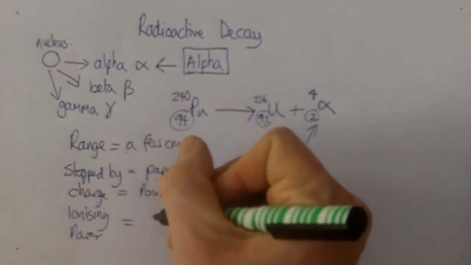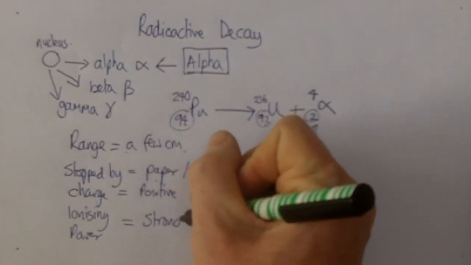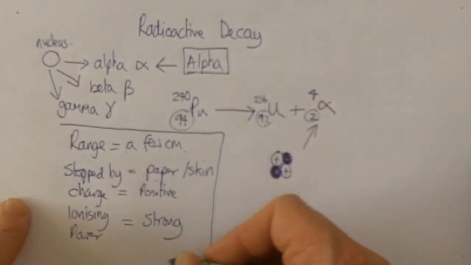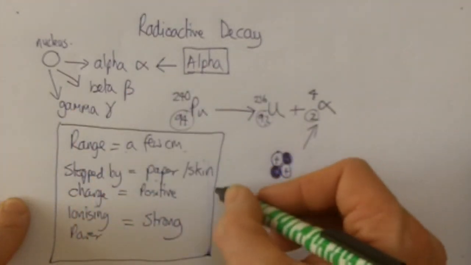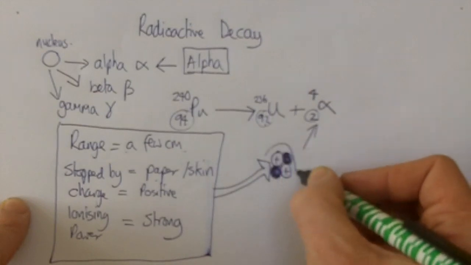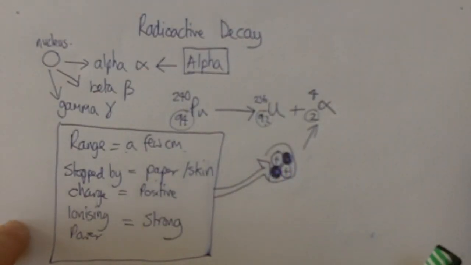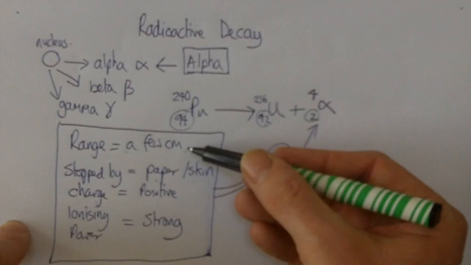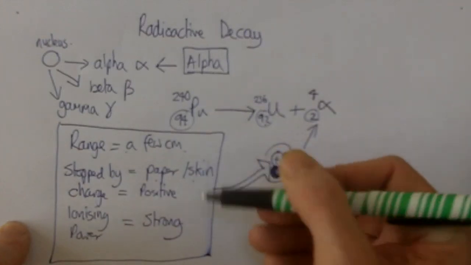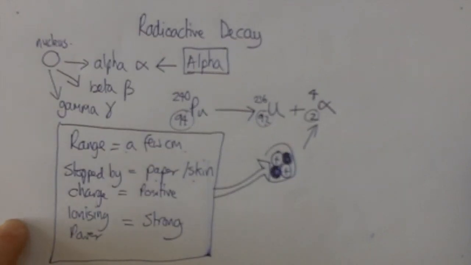Now these factors have to be remembered. So these are just pure facts to remember. I think you can get most of the facts from the fact that this is a big positive charged nucleus. So it doesn't travel very far because of its strong ionizing power, and therefore it doesn't travel through much. Okay, so that's alpha particles. Now alpha particles have lots of uses, particularly in smoke alarms, and we'll come back to uses in another session.